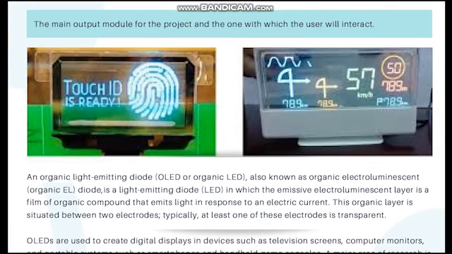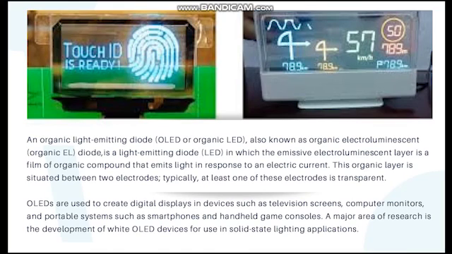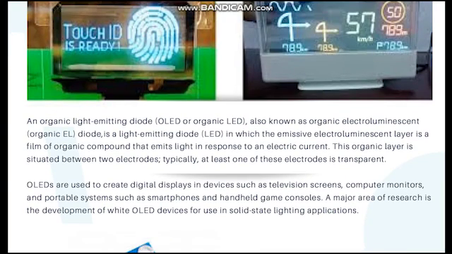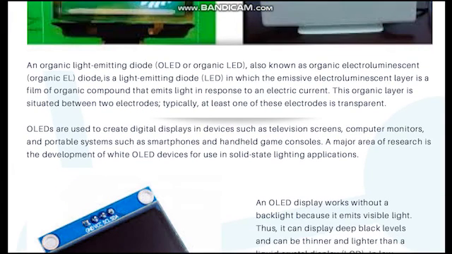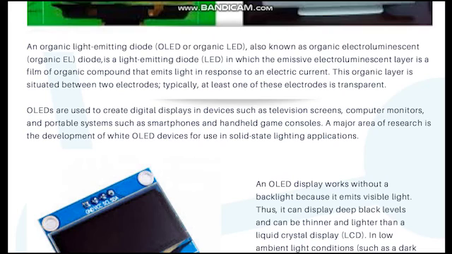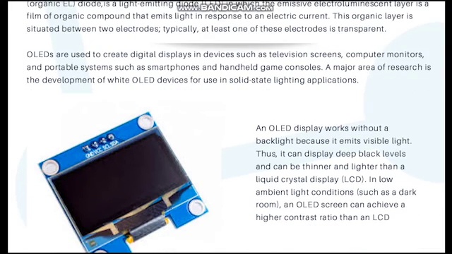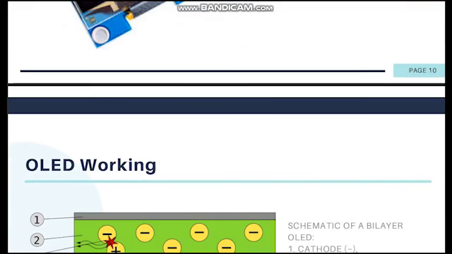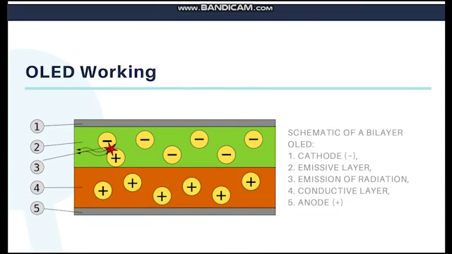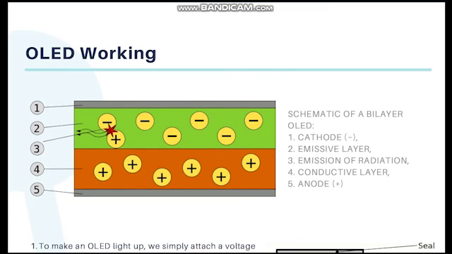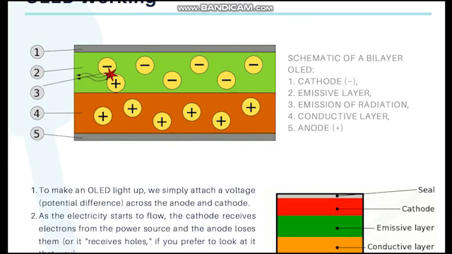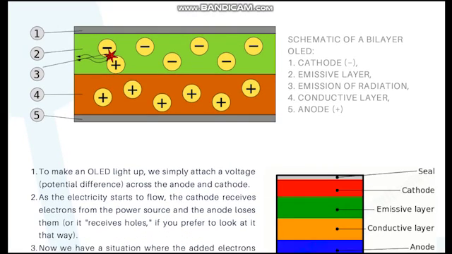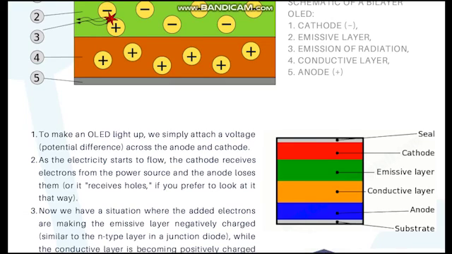An organic light emitting diode is an LED in which the emissive electroluminescent layer is a film of organic compound that emits light in response to an electric current. It is a bilayer screen having the emissive and the conductive layer between the cathode and the anode. To make an OLED light up, we introduce a potential difference between the anode and the cathode, and as the electricity starts to flow, the cathode receives electrons and the anode loses electrons, or we can say the anode gains holes. As a result, the emissive layer becomes negatively charged and the conductive layer becomes positively charged.